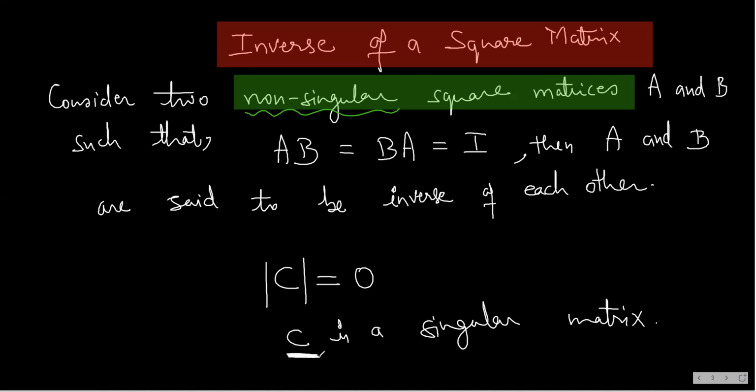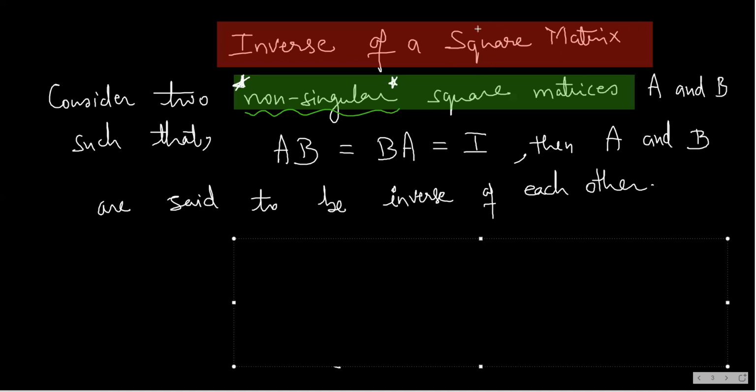The inverse of this matrix will not exist. You cannot have inverse of C. That is why this condition is the most important condition. What? The two matrices are non-singular square matrices. Okay, let's go ahead. Now move ahead.